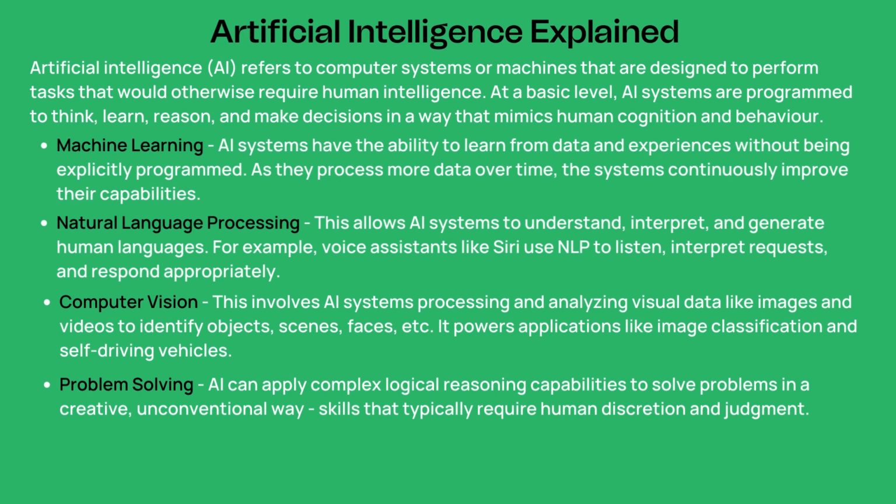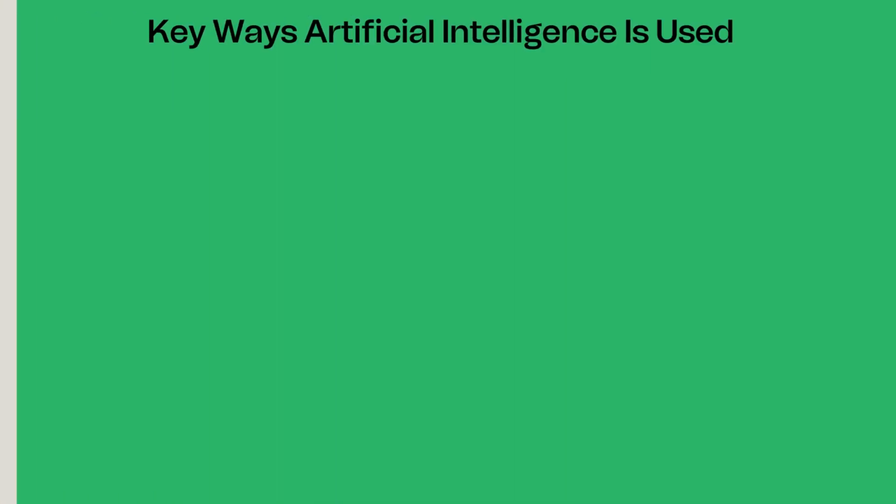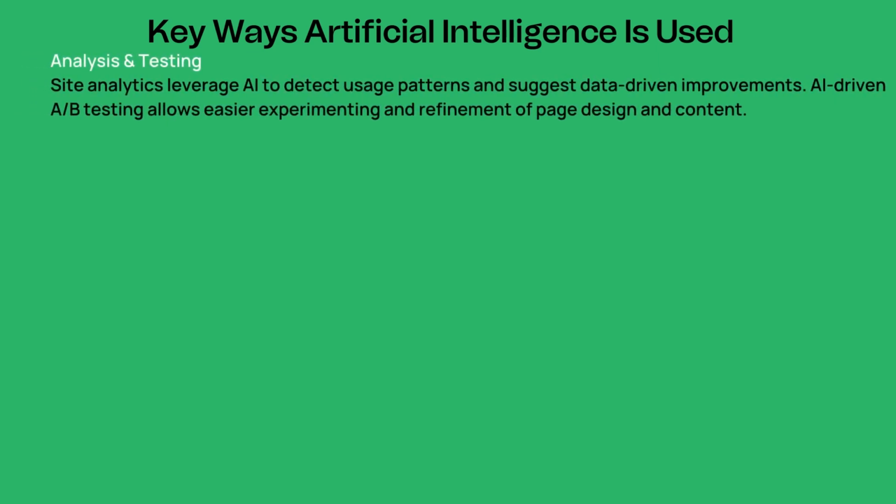So let's take a look at some of the key ways artificial intelligence is used with website builders. So starting off with our first one, which is analysis and testing. Site analytics leverage AI to detect usage patterns and suggest data-driven improvements. AI-driven A/B testing allows easier experimenting and refinement of page design and content.